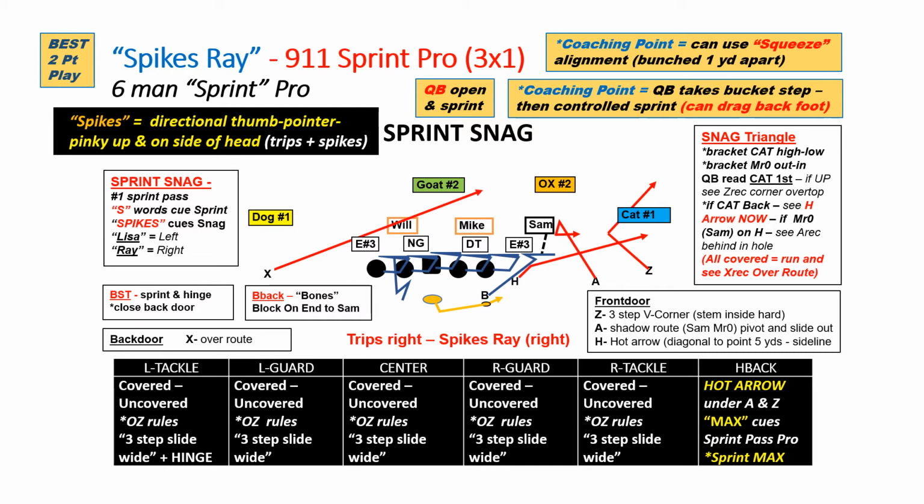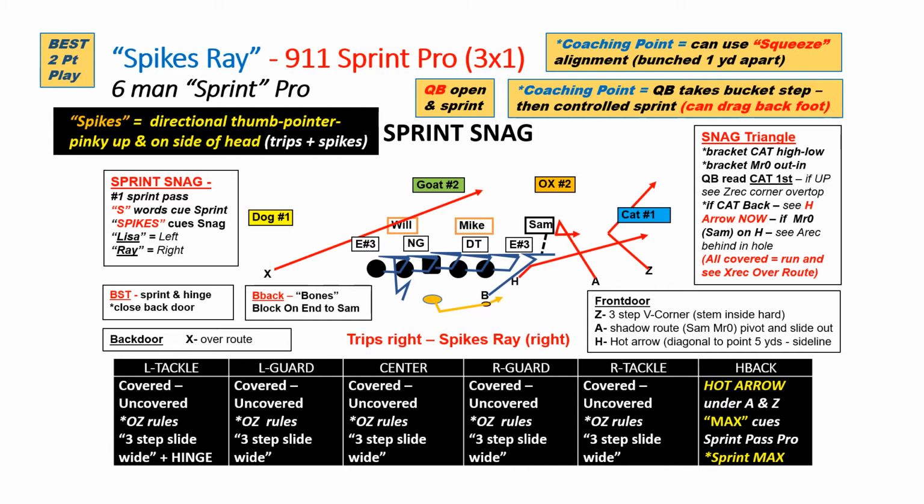Again, we just keep using the stretch far reach technique, and we'll go to our sprint out pass pro, a Spikes Ray. This is a great blitz beater. Again, we're going to use our far reach stretch with the B getting up and replacing the H. Now the H can release on a hot arrow, and the Z runs a 3-step post corner, and the A shadows the defender over the H.